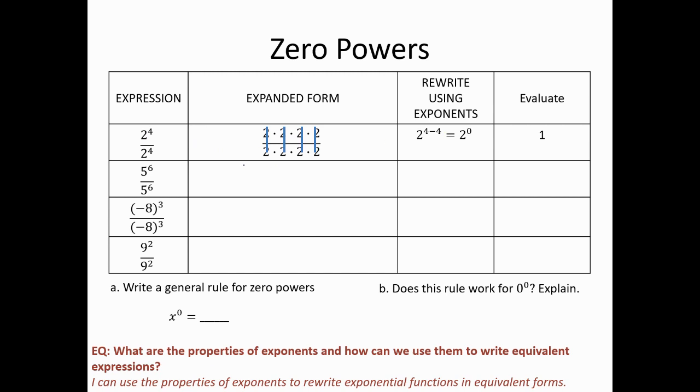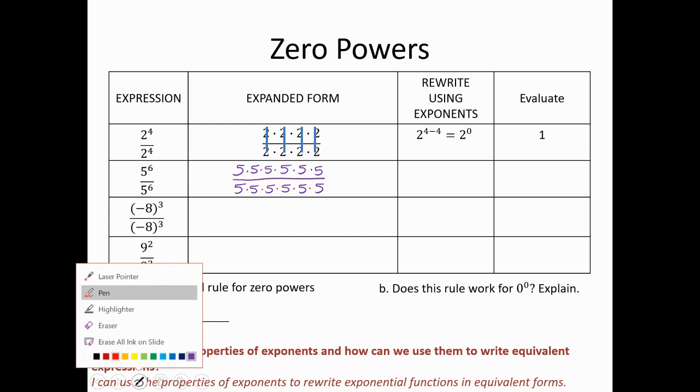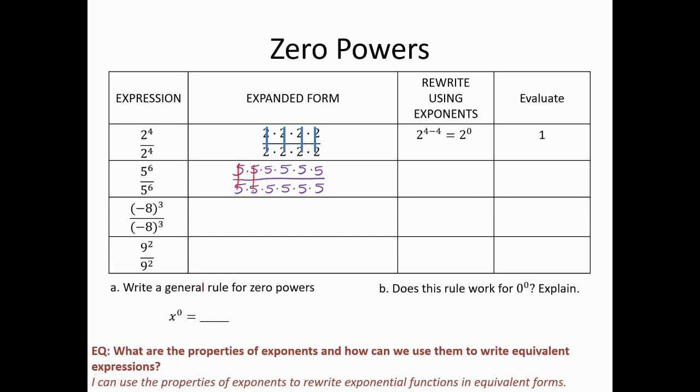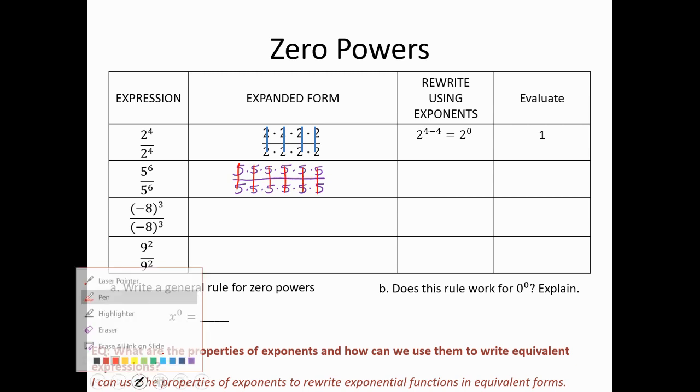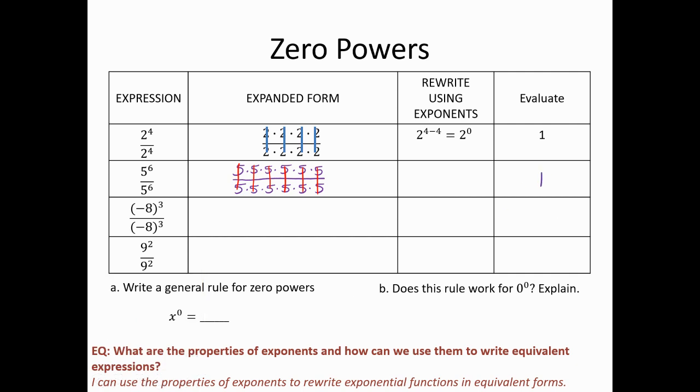So I'm going to go ahead and work on the next one. It says to multiply 5 six times: the number 5 six times in the numerator, the top of the fraction, and six times in the denominator, the bottom of the fraction. I'm going to switch colors here so we can see that canceling out. 5 divided by 5 is 1, and so on all the way through, so our end answer must be 1. The way we write that with exponents is 5 to the 6 minus 6, which is 5 to the 0. All right, on to the next one.